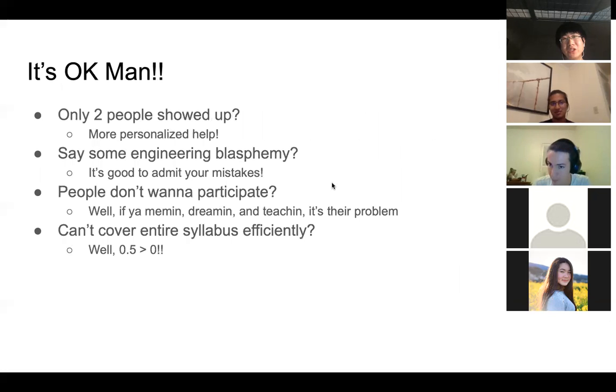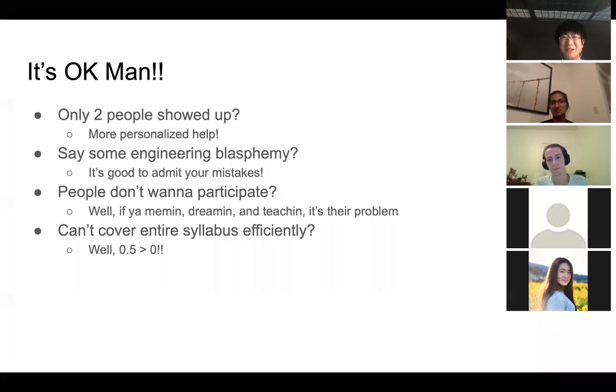Also, it's okay to mess things up. Because at the end of the day, you showing up and helping them prepare for the exam is better than you not being there to help them prepare for the exam. So if only 2 people show up, it doesn't mean that you're unpopular. It just means that you can give them more personalized help.